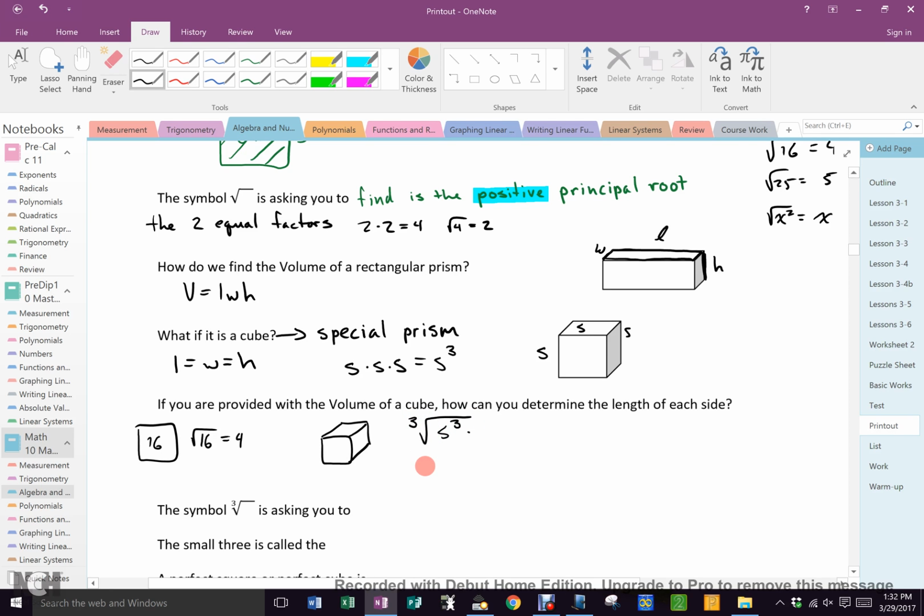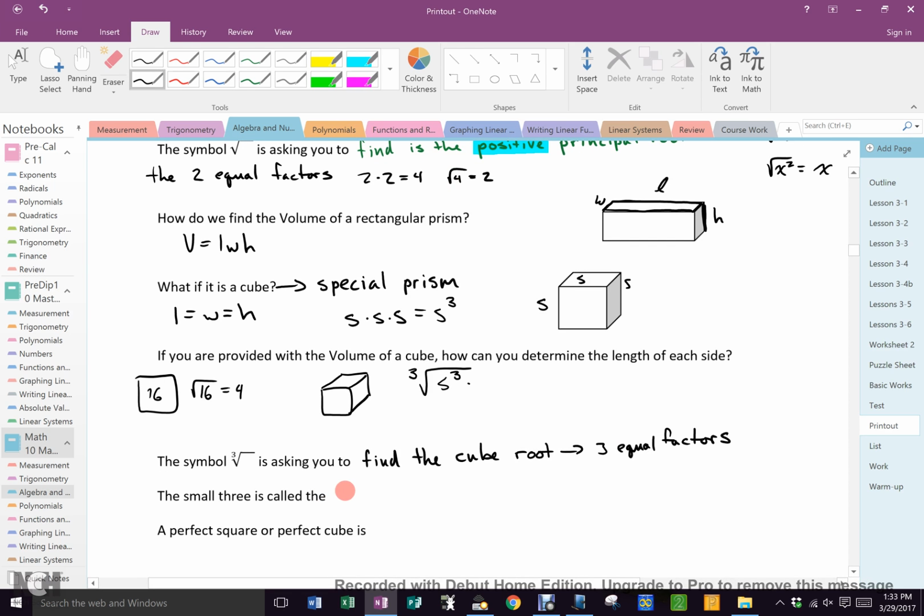Now what's different between this and this? Look at how I've written it. There's a little 3 there. Everyone see that little 3? This little 3 is asking you to find the cube root. So if a square root had 2 factors, 4 and 4 to make 16, a cube root has what? 3 factors. So I need 3 equal factors. Easy peasy.